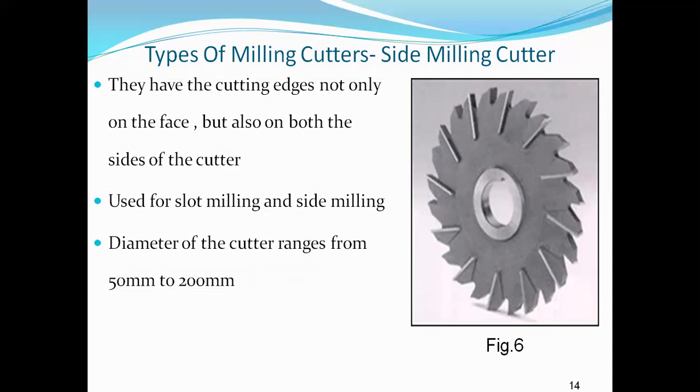After this milling cutter topic, we are going to discuss the milling operations. In that also we get information about which type of milling cutter we use for a particular operation. So both are interlinked, milling cutters and milling operations. It is used for slot milling and side milling. The diameter of the cutter ranges from 50 mm to 200 mm, and the width ranges from 5 mm to 30 mm.